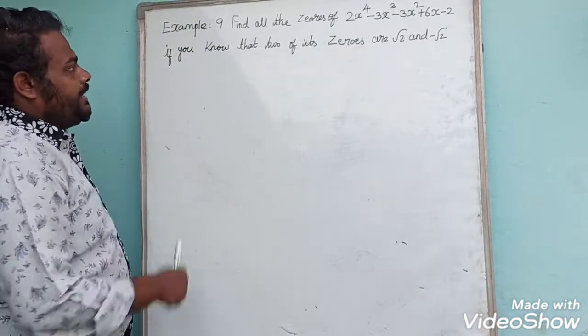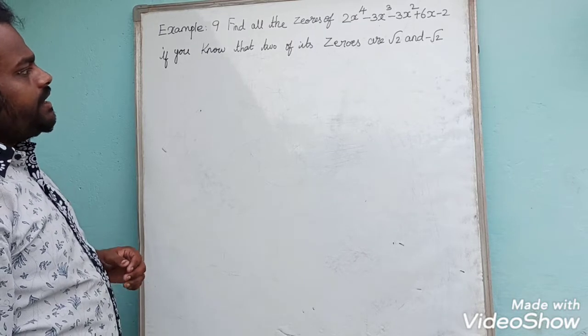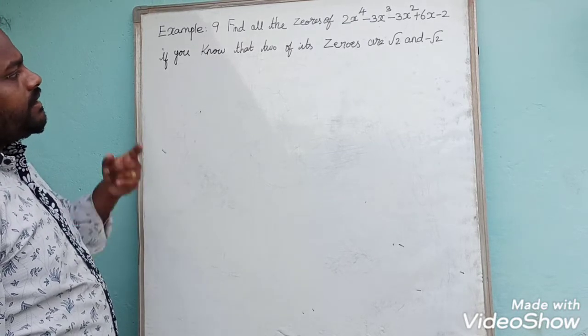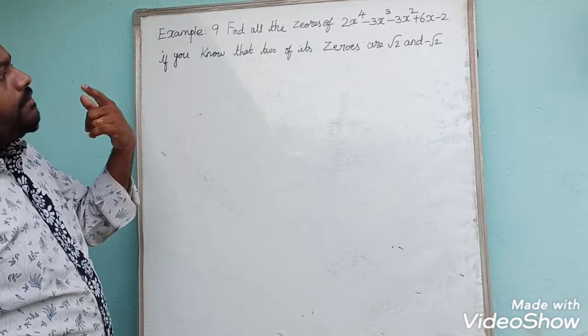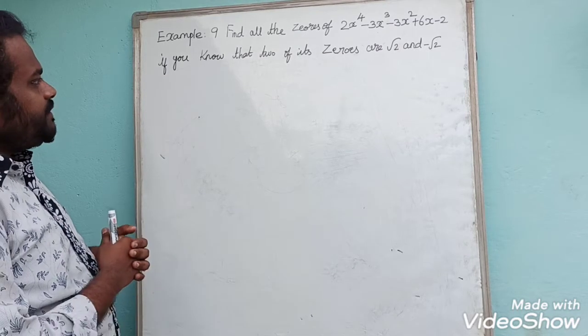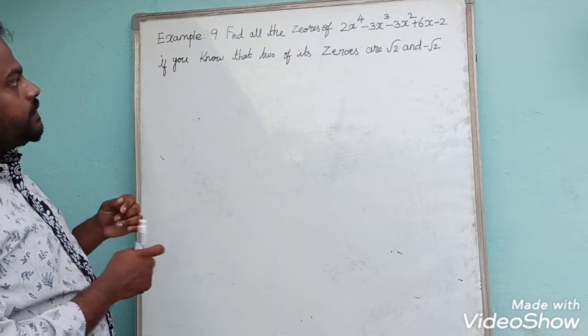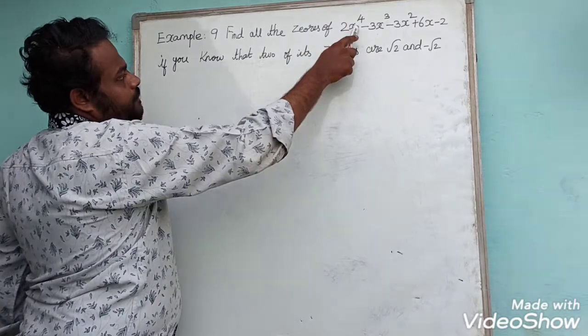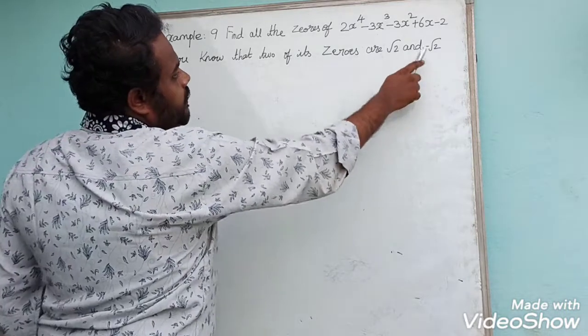Now we see example 9. Find all the zeros of 2x^4 - 3x^3 - 3x^2 + 6x - 2, if you know that two of its zeros are +√2 and -√2. In the previous exercise we saw how to find the zeros. Here the degree of this expression is 4, so we need 4 roots. Here 2 roots are given.